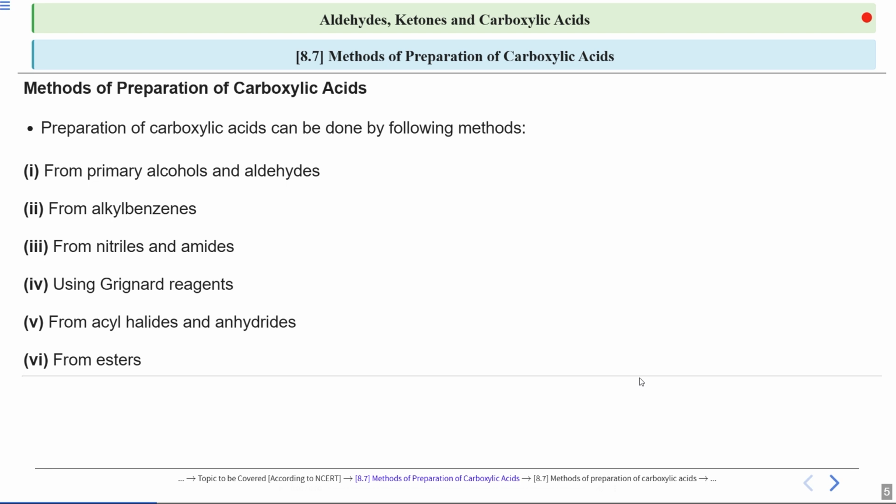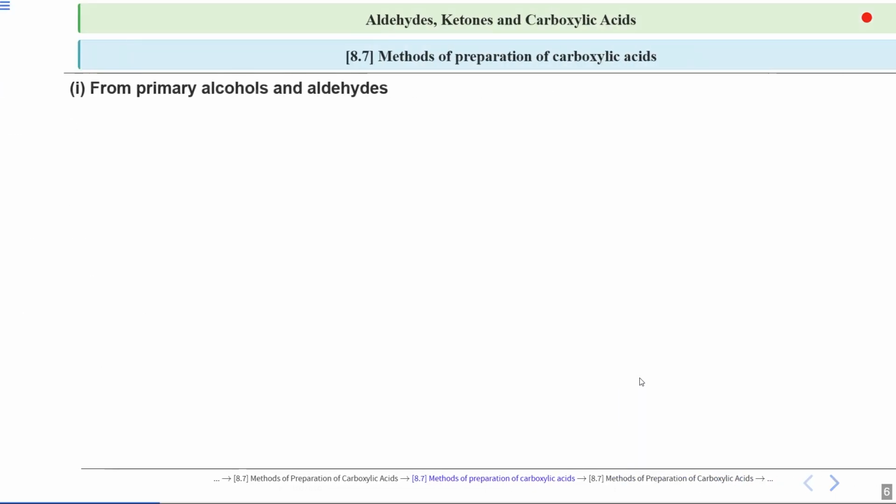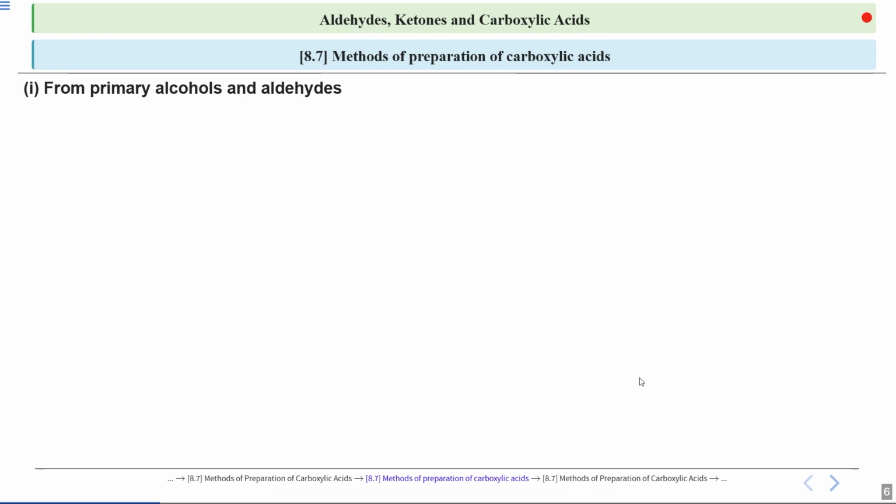Okay, so we see that from these 6 methods we can prepare carboxylic acid. I just gave you an overview about all these methods. Now one by one, in brief, we will discuss all these methods. First we will see from primary alcohols and aldehydes. Primary alcohols can be readily oxidized to form carboxylic acid. So it allows us to convert alcohols into carboxylic acids.